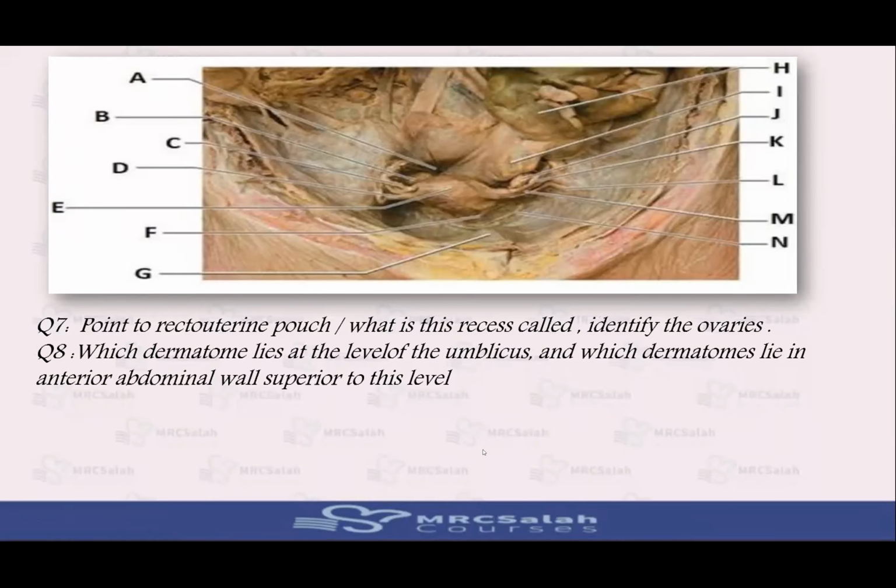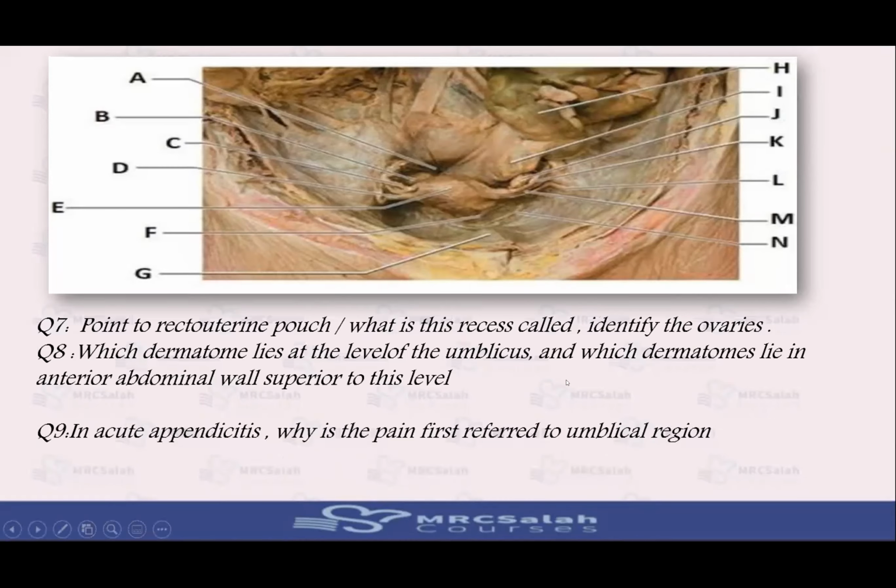Which dermatome lies at the level of the umbilicus, and which dermatomes lie at the anterior abdominal wall above this level? The dermatome at the level of the umbilicus is T10, and above it are the dermatomes from T7 to T9. Okay.